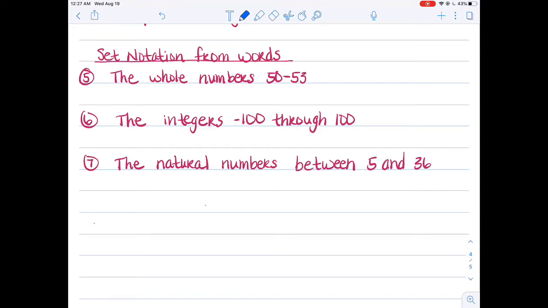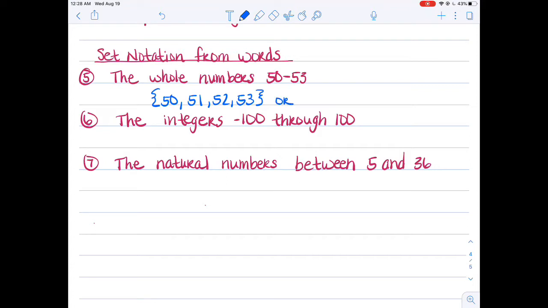Okay, so in this first example, we have a set that is the whole numbers 50 through 53. So we could write this in what we called before our discrete notation, because there's not very many numbers here, 50, 51, 52, 53. So we could just physically write them. And in that case, it's actually the better way to do it than trying to do set builder notation with this. And I'll show you why. So here is how we could write it as a discrete notation.